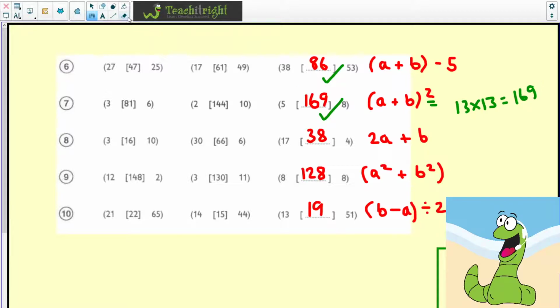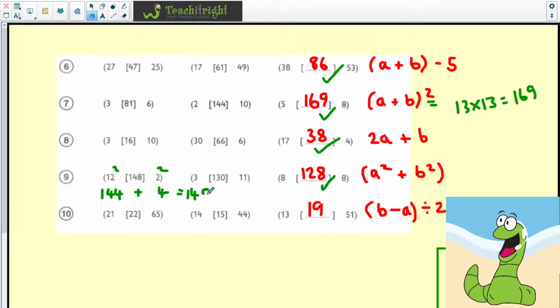Okay, so just in regards to that, we're going to add them together. So 5 add 8 is 13, and then we're going to square 13. 13 times 13 is 169. 38, 2a plus b, 128. That's 8a squared plus b squared. So if we were just to square those, of course we get 4 here, then we get 144. That's 12 12s. Add them together, and then you get 148.